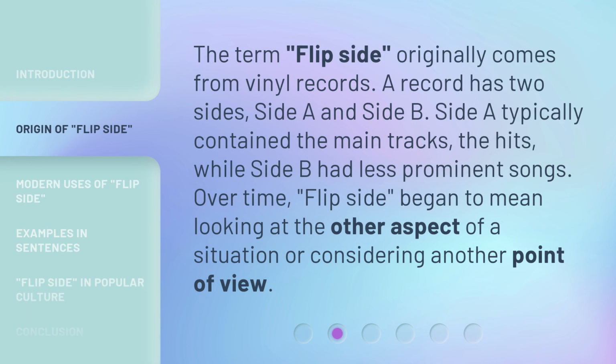The term flip side originally comes from vinyl records. A record has two sides, side A and side B. Side A typically contained the main tracks, the hits, while side B had less prominent songs. Over time, flip side began to mean looking at the other aspect of a situation or considering another point of view.